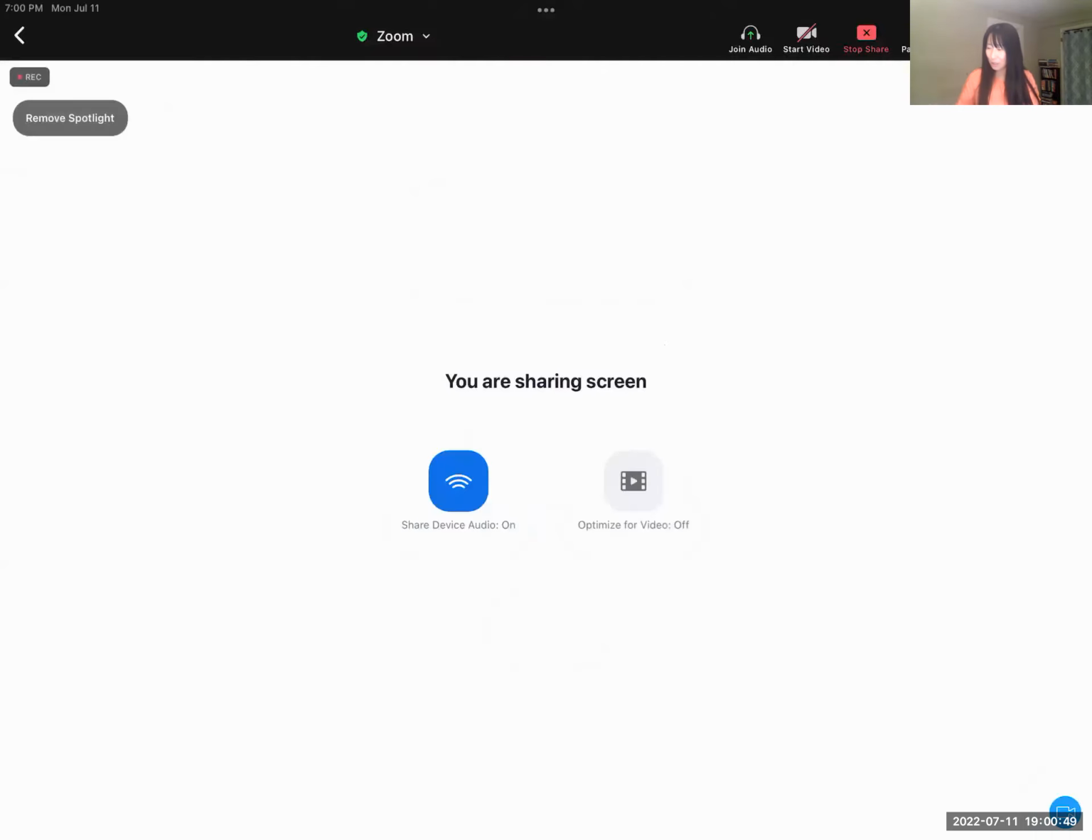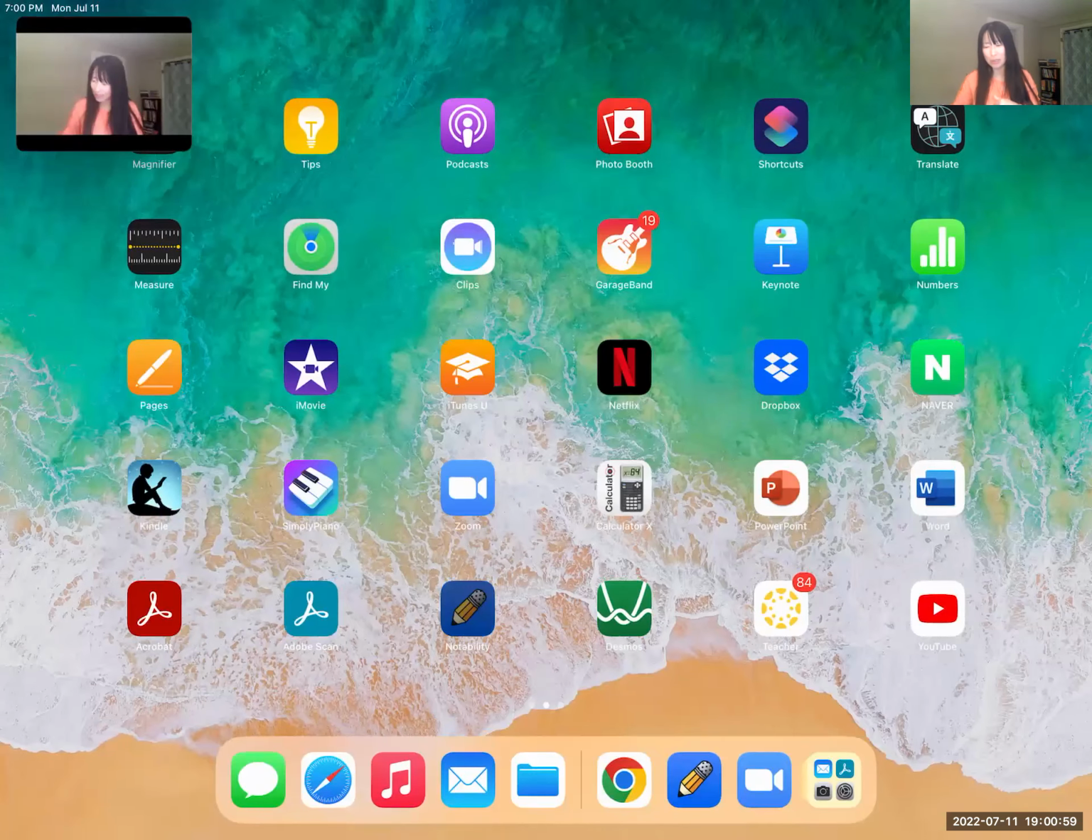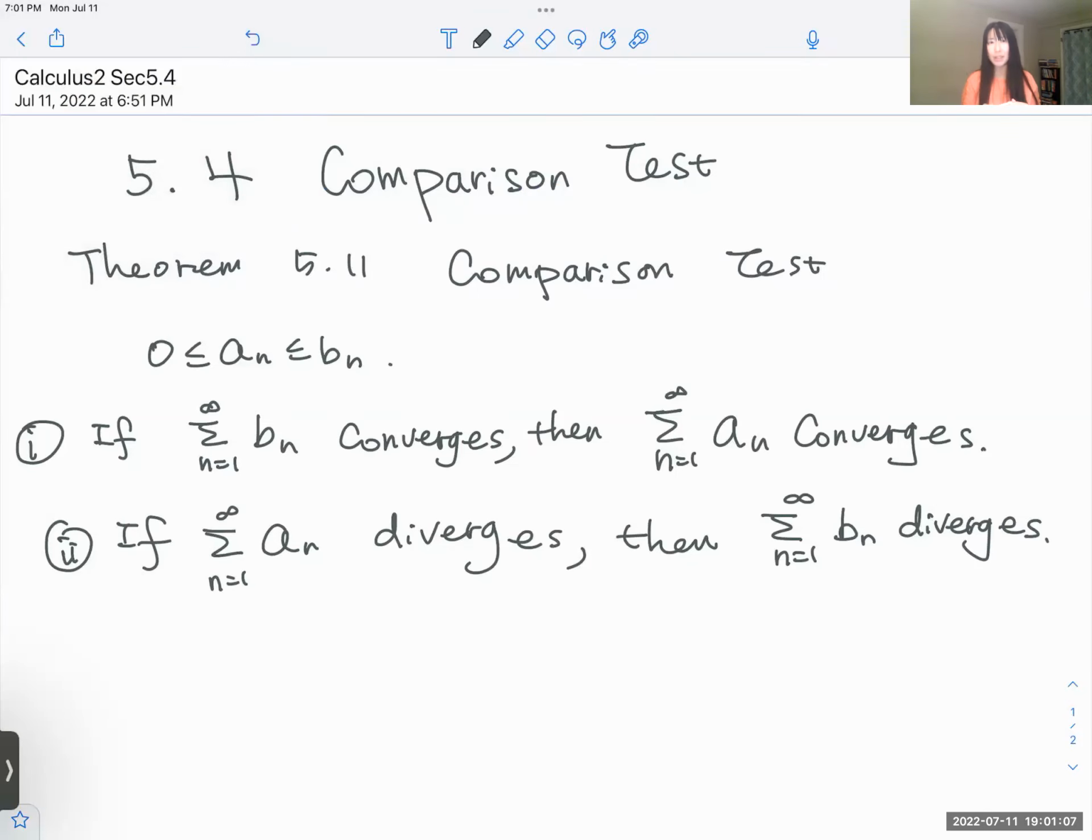All right, so we will do the comparison test. Oh, I should have shown this one earlier so that you can write it down, right? So 5.4, we're doing the comparison test. So we have a theorem. I want to use the theorem directly, the comparison test.